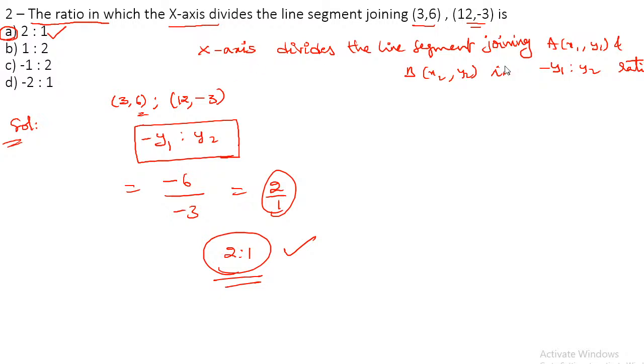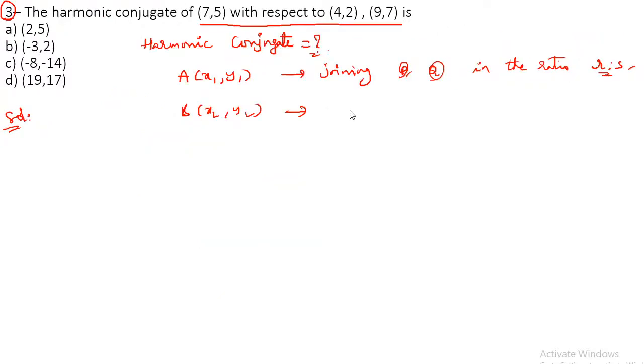If the x-axis divides the line segment joining P comma Q in the ratio R is to minus S, so if A divides the line segment joining P comma Q internally, then B divides P comma Q externally. Let us solve this question so that you will get a better idea. Let us first find the ratio in which 7 comma 5 divides the line segment joining 4 comma 2 and 9 comma 7.